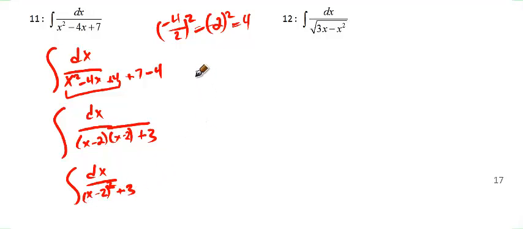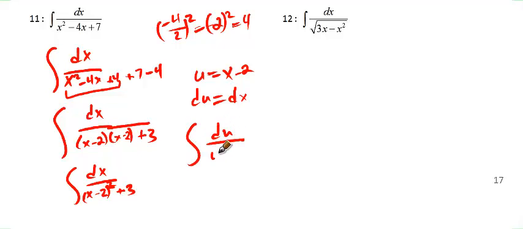Now, technically you probably want to do a u substitution because it's not exactly just u. So u equals x minus 2, but you're going to find pretty quick that du just equals dx. So minus 2 is not going to do anything for us. You get a du over u squared plus the square root of 3 squared if we're going to be nice and neat and use our formula.